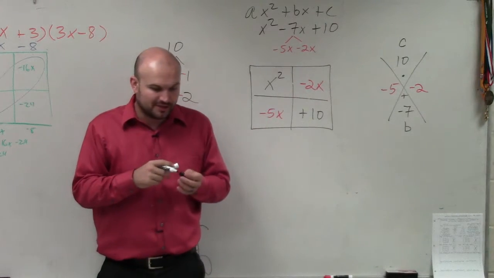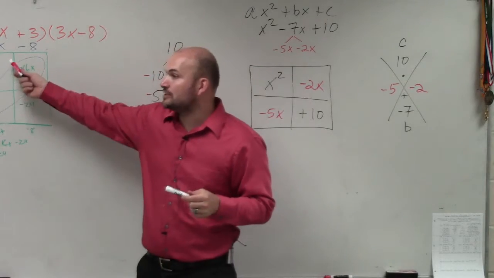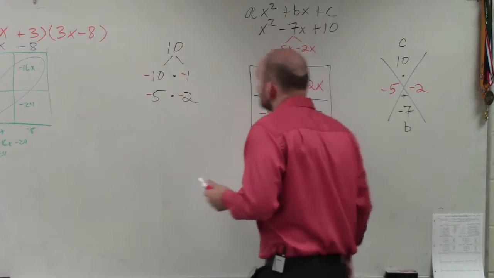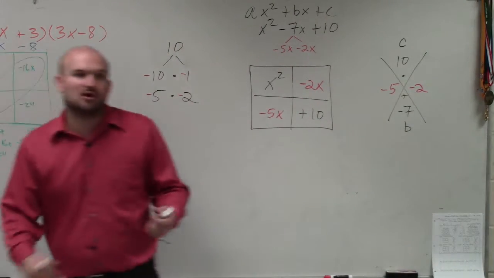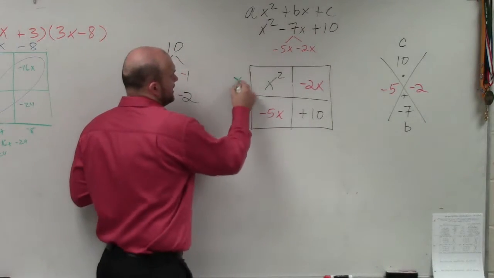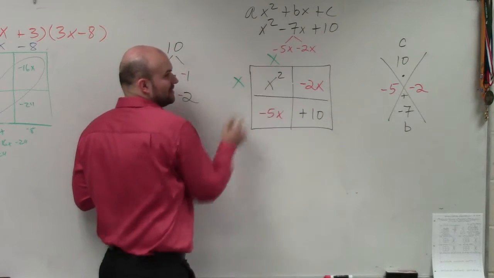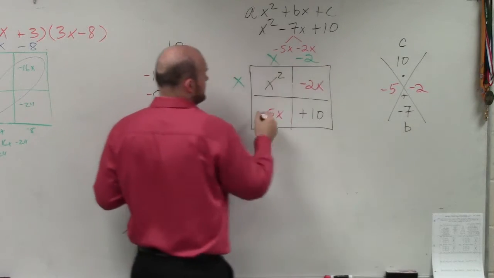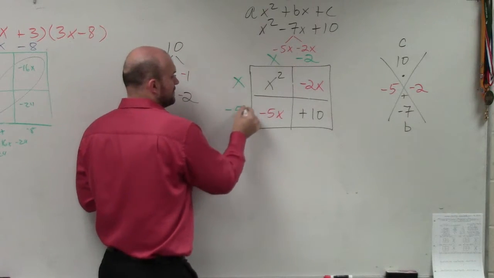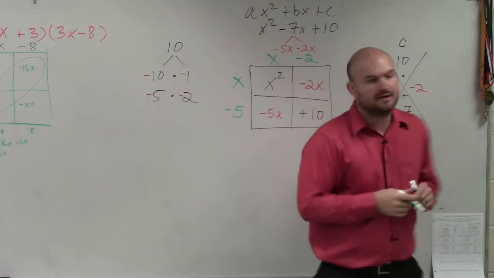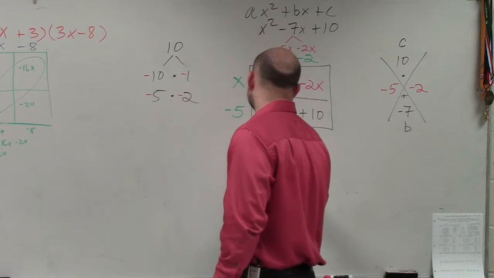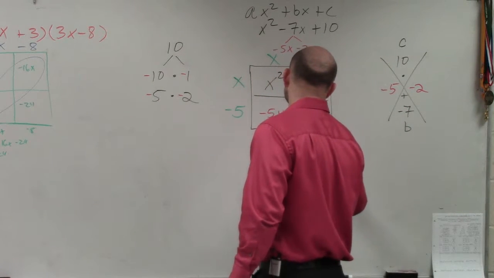Now, all we're simply going to do is just find the side lengths. So it's like the reverse order of this. Now we're going to say, what two lengths can multiply to give me x squared? Well, x and x. X times what gives you -2? -2. X times what gives you -5x? That'd be -5. So my factored form is x minus 5 times x minus 2.